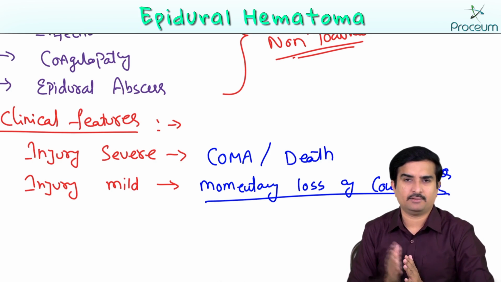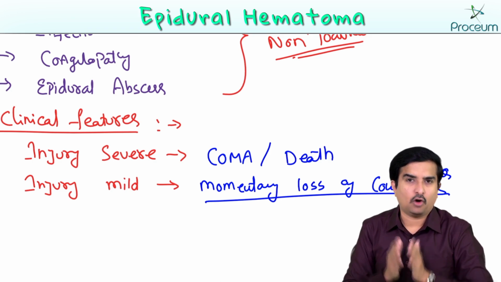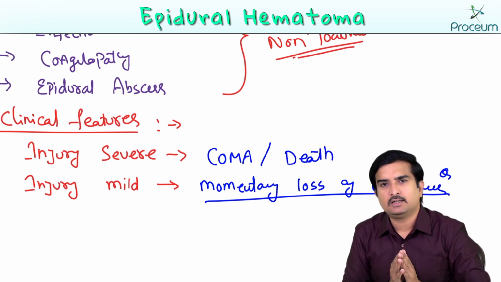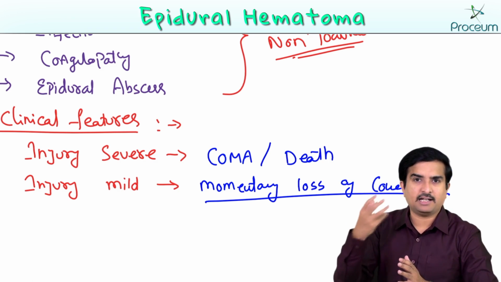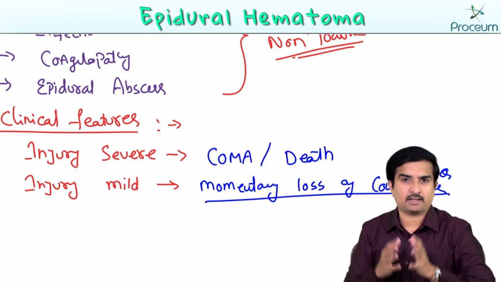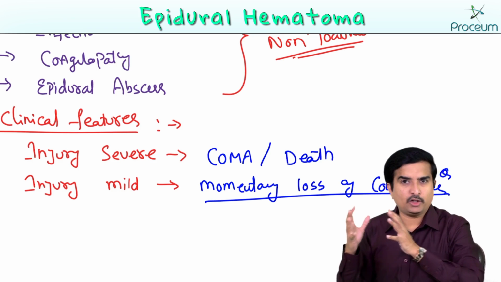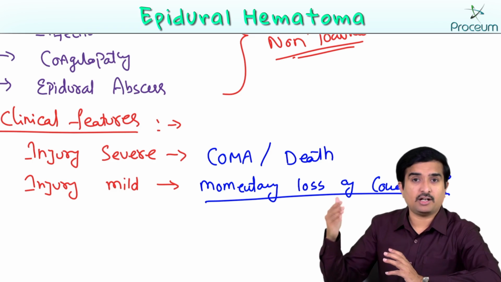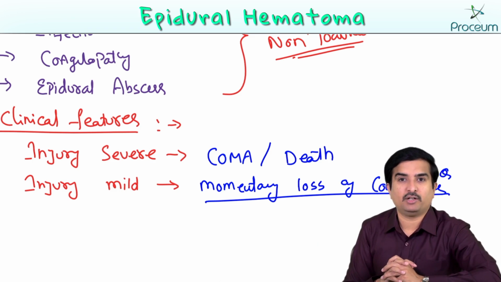So what happened? There's an impact. Momentary loss of consciousness is there. After the momentary loss of consciousness, he regained consciousness, and after that, over 2 to 3 hours, the bleeding is continuous, and the hematoma is expanding. As the hematoma expands, it is going to compress the brain parenchyma, that is, the brain structures. In such a condition, there will be a deterioration of condition. So remember this point very clearly.